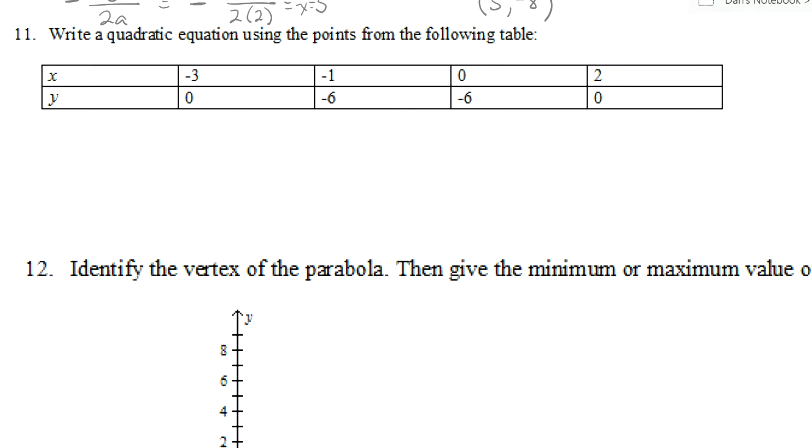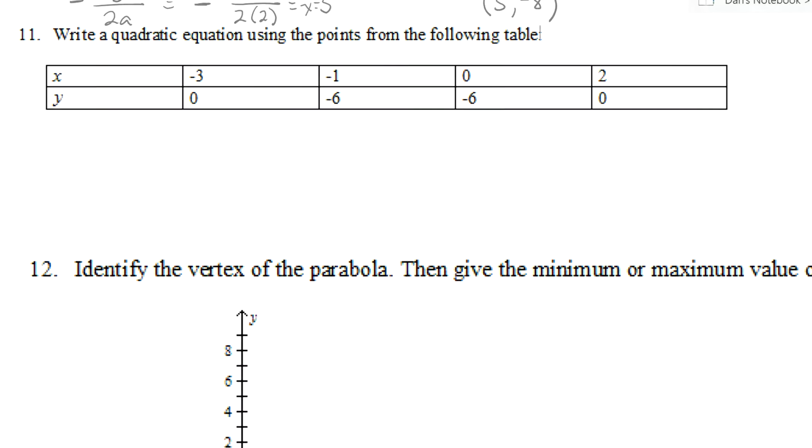Okay, moving along here. Number 11, write the quadratic equation using the points from the following tables. Okay, remember, we need the x-intercepts. So there's an x-intercept, and here's an x-intercept, because the y is equal 0 right here and here. Okay, so now those give us our factors. Y equals x plus 3, we're going to do the opposite, and this would be x minus 2.